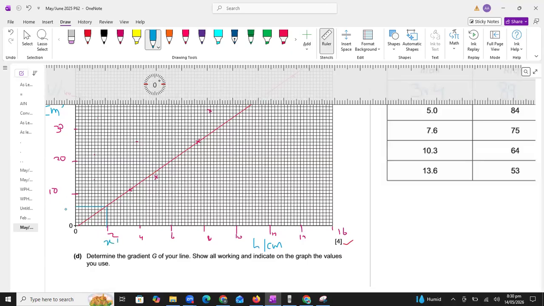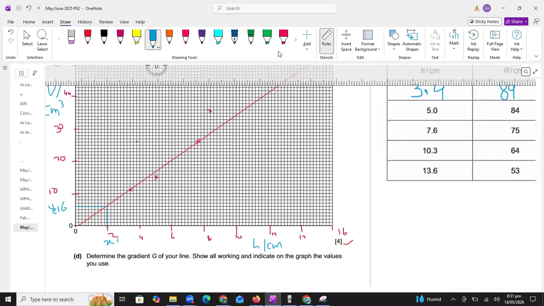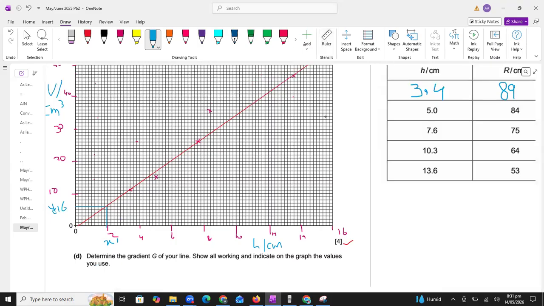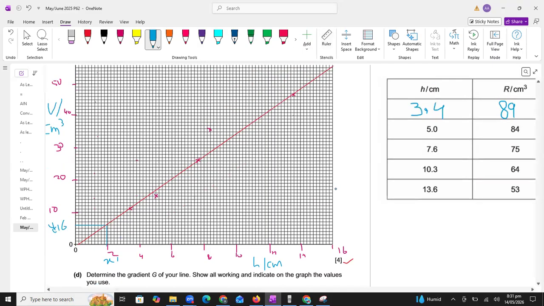And what must be the value of y1, students? Y1. What must be the value of y1? 6 centimeter. Well done, Suresh. 6 centimeter cube is the value of y1. Now, students, what I will do, I have to take the another value obviously to find the gradient.